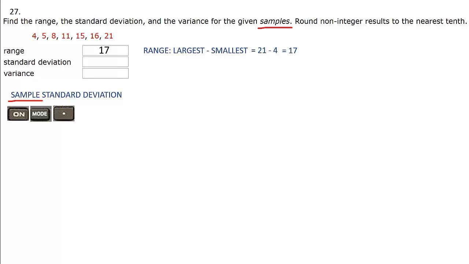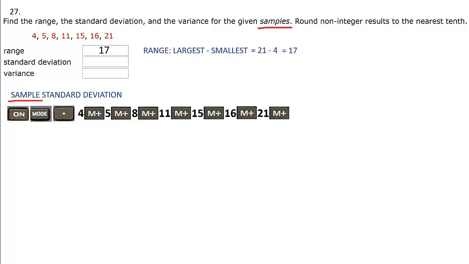You want to clear everything out of the old memory, so you want to press ON. That makes sure everything is cleared out. I usually press the ON key several times. Mode dot puts you into stats mode, and then you enter the data. 4 M plus, 5 M plus, 8 M plus, 11 M plus, 15 M plus, 16 M plus, and 21 M plus. That's the way you enter the data no matter what you're doing. If you're doing the mean or the standard deviation or variance, the data goes in exactly the same way.